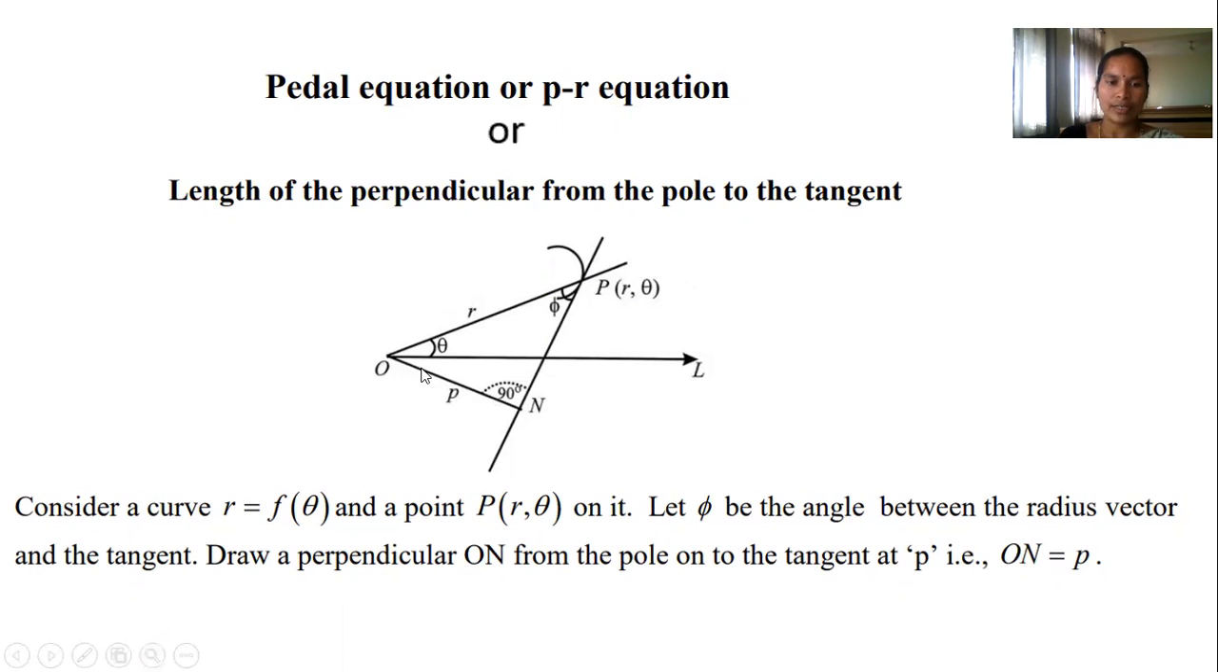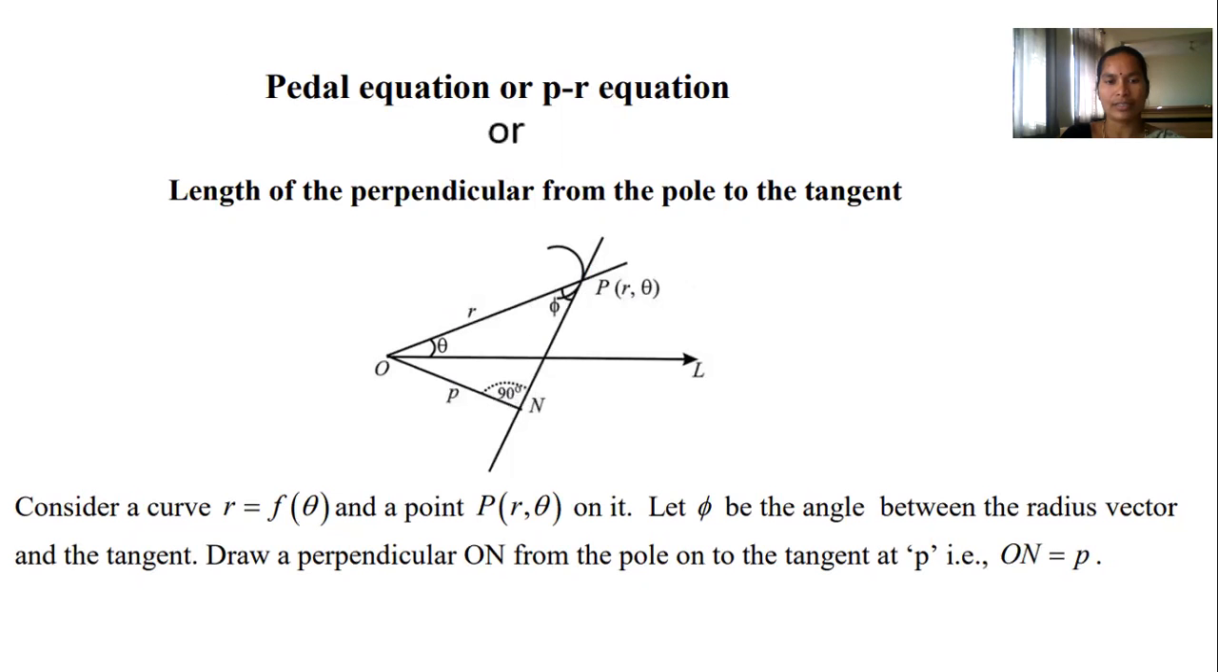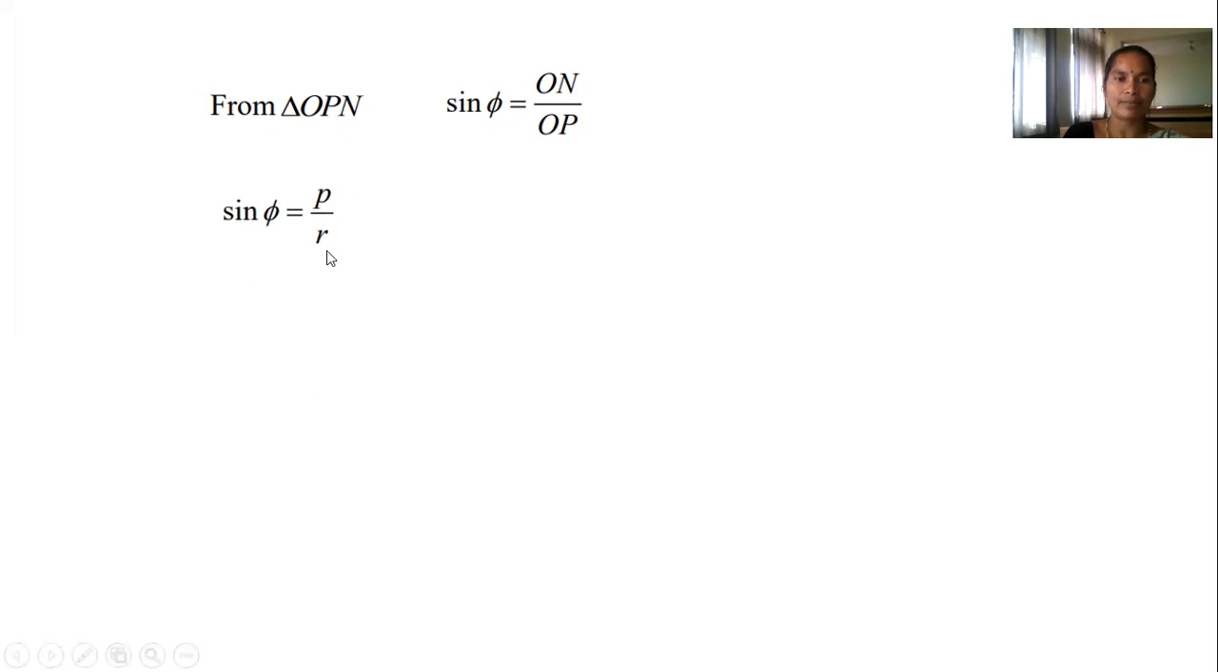Observe the triangle OPN. We have to consider sin phi. In the triangle OPN, sin phi is equal to ON by OP. From the figure, we have considered ON as p and OP as the radius vector r, so we substitute here. So sin phi is equal to p divided by r.